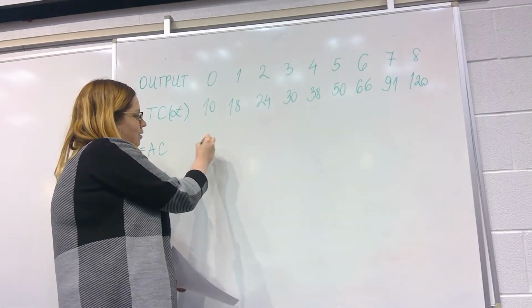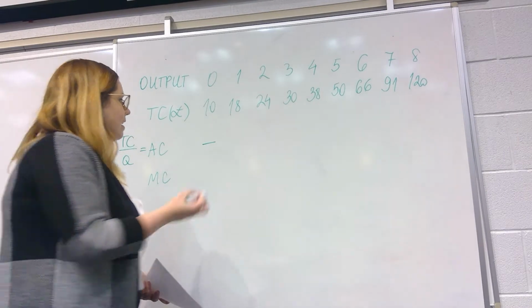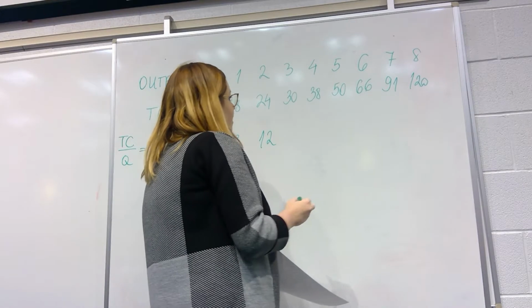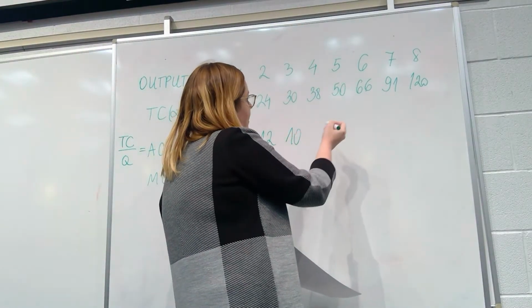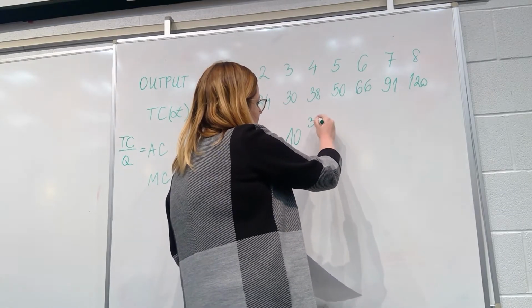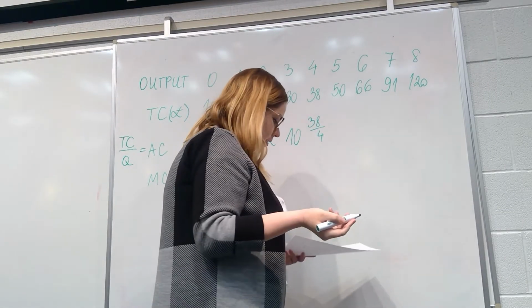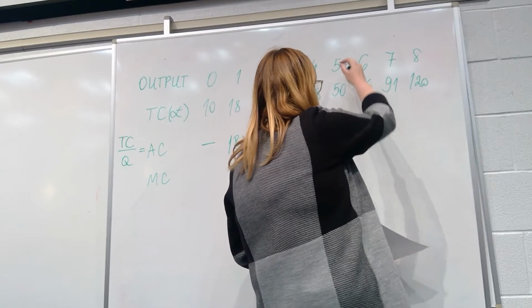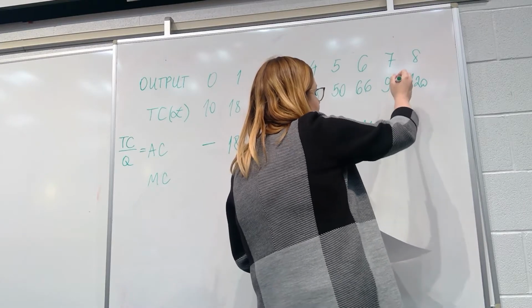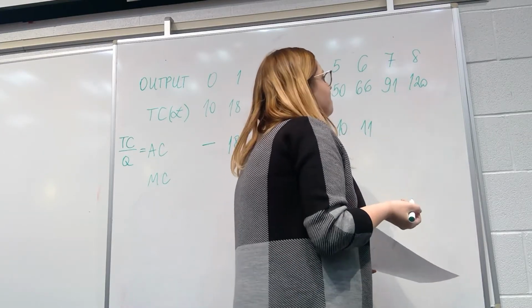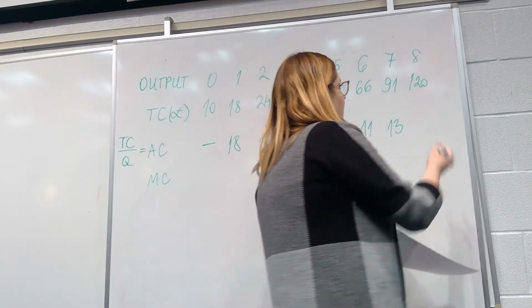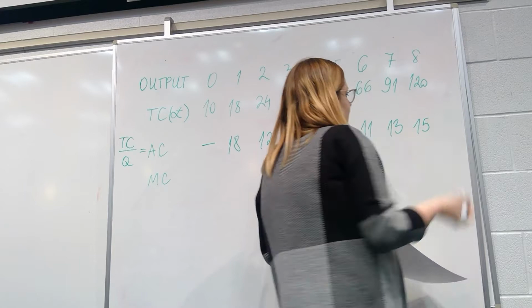So 10 divided by 0 is nothing, 18 divided by 1 is 18, 24 divided by 2 is 12, 30 divided by 3 is 10, 38 divided by 4 is just 38 quarters. Then we have 50 divided by 5, which is 10, 66 divided by 6, which is 11, 91 divided by 7, which is 13, and 120 divided by 8, which is 15.